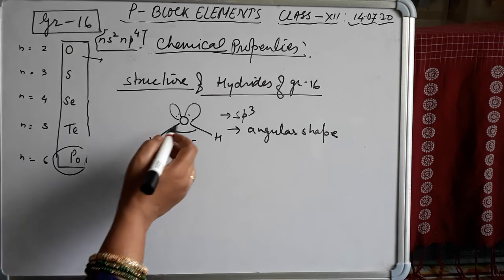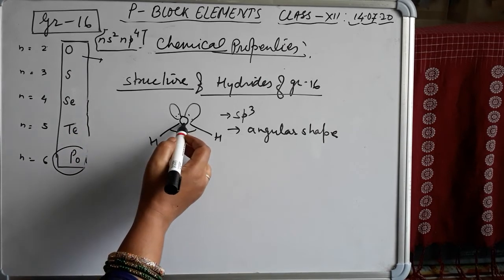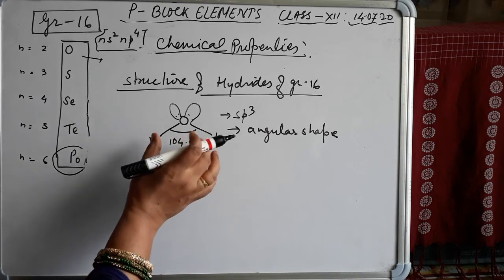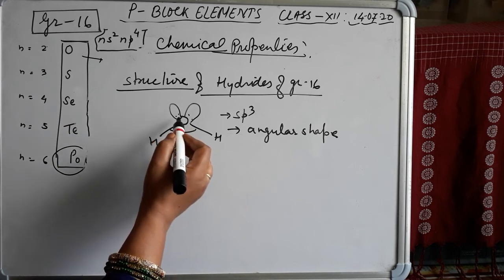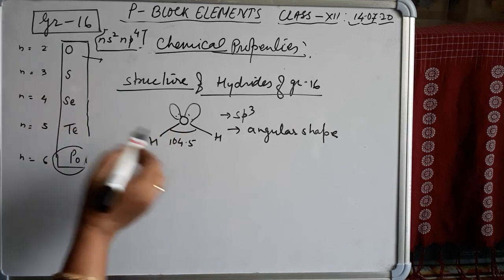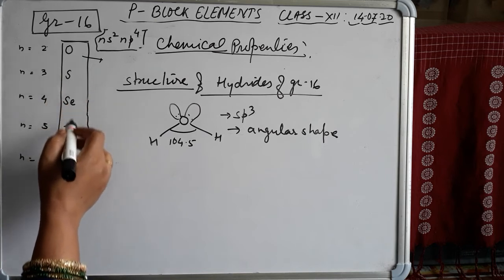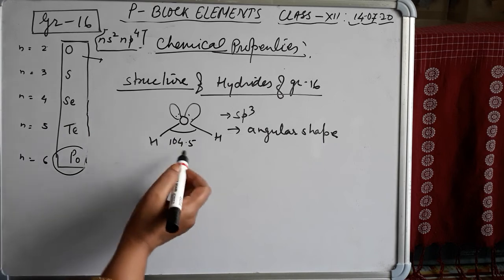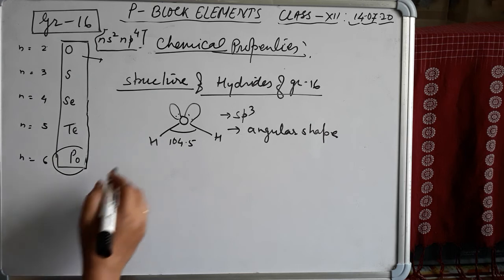As we move top to bottom, the bond angle decreases down the group. Why? Because the size of the central element increases, so the bond angle slightly decreases. Oxygen is very small in size, so repulsion between lone pair and bond pair is maximum in the case of oxygen hydrides. But as we move top to bottom, the size of the central element increases, the repulsion is minimum and the bond angle decreases.